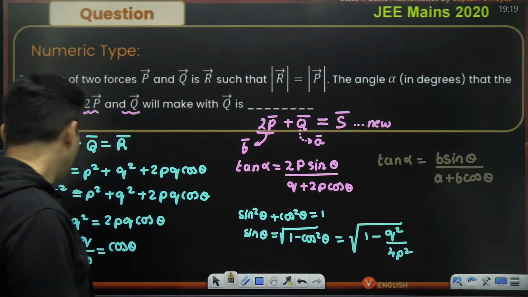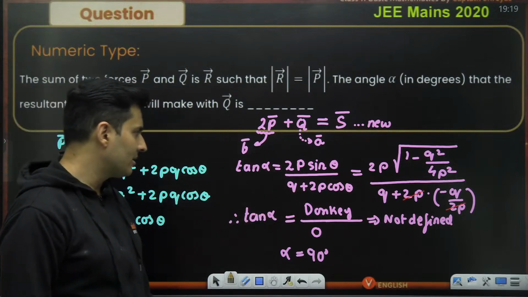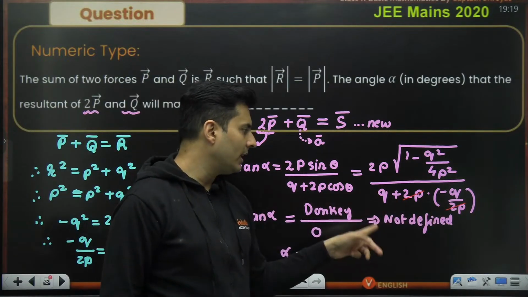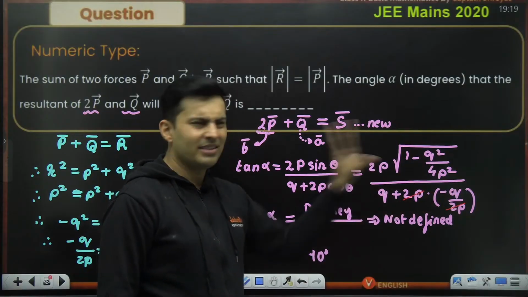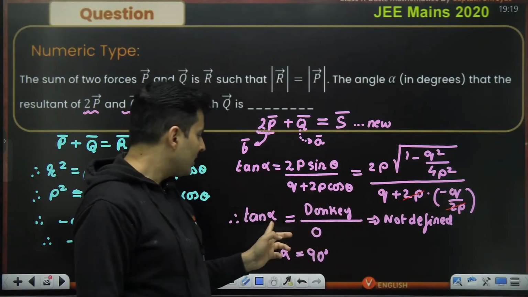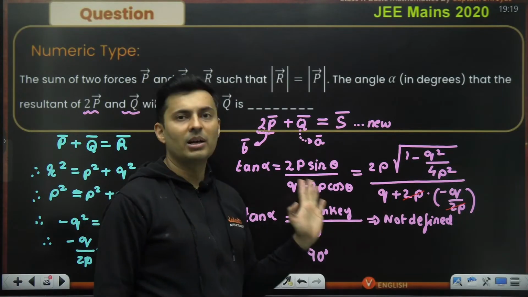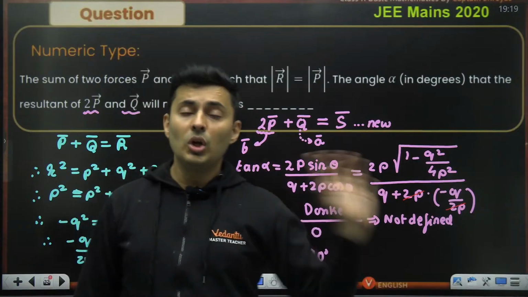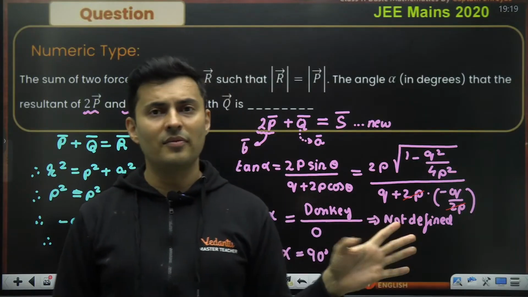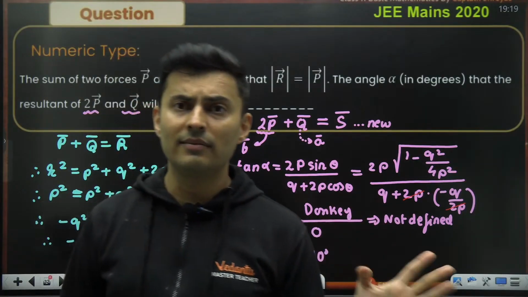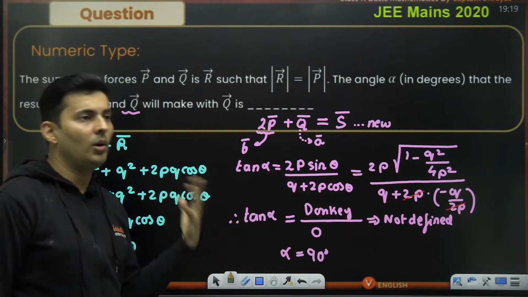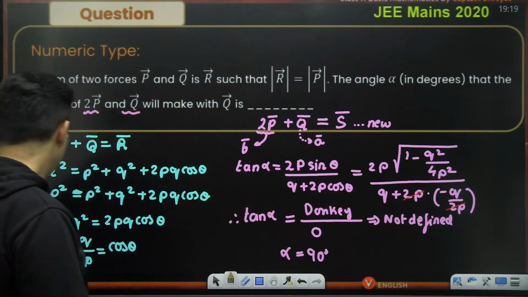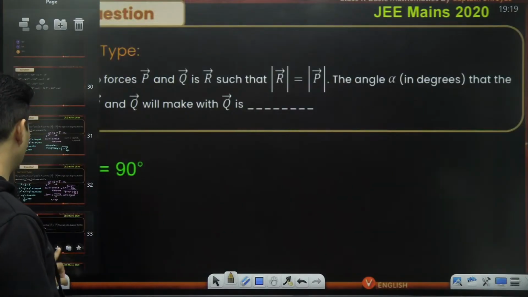Once you solve this, as you can see, the denominator 2p cancelled, q minus q is 0. It doesn't matter what is on the top. If you have any number by 0, it is not even defined. Don't say the answer is 5, 10, 100, 1 lakh, or infinity. No, it is not defined. And when tan of a number is not defined, the angle is 90 degrees. That is how our table works for trigonometry.